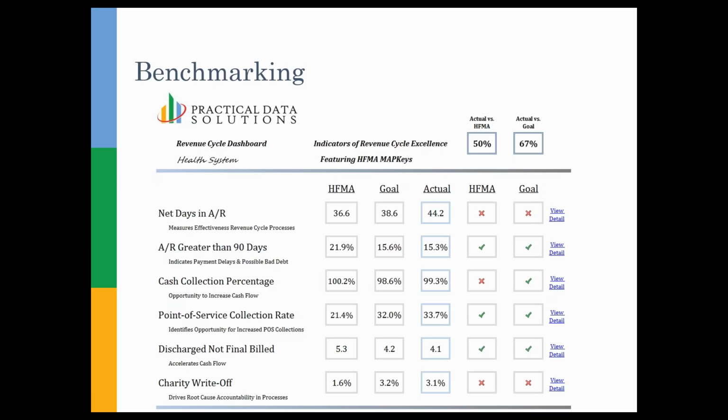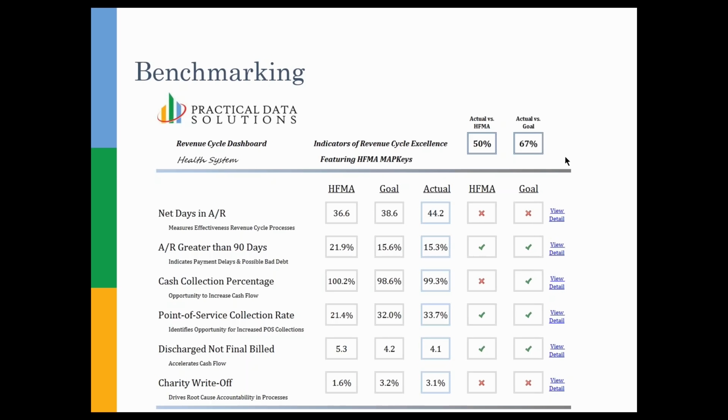Now in this particular dashboard, we go with a straight yes or no, good or bad, but you may want to build in something to indicate we're not quite at our goal, but we're really close, like within a 5% range. And so that red X might change to a yellow or a blue indicator.